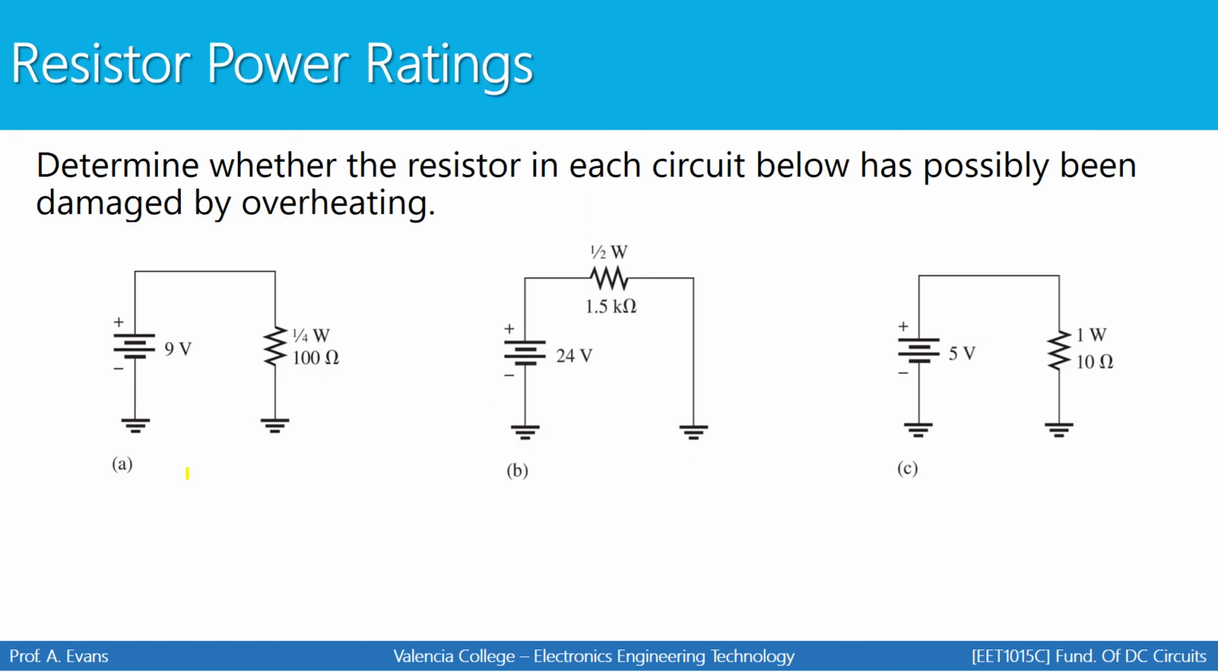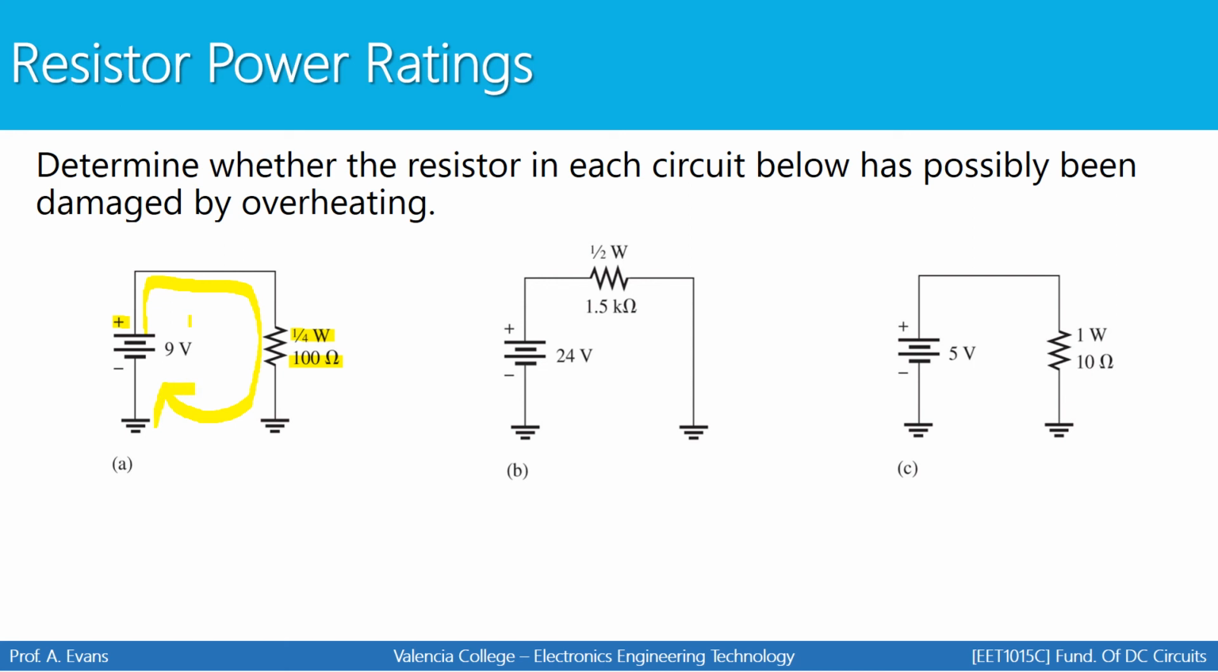In this next example, we're going to determine whether the resistor in each circuit below has possibly been damaged by overheating. So we have 3 circuits provided, and with each circuit we have a resistor value as well as a power rating. So what we're going to do is look at each circuit, determine the amount of power that'll be dissipated in this resistor given the circuit, and then we'll determine whether the rating is sufficient or whether there may be a potential for damage due to overheating. So with the first circuit, circuit A, we have a 9-volt source with a polarity labeled here. We know current will flow this way.